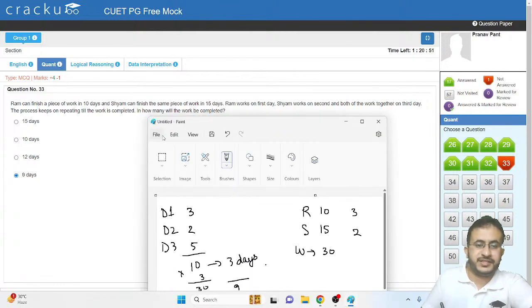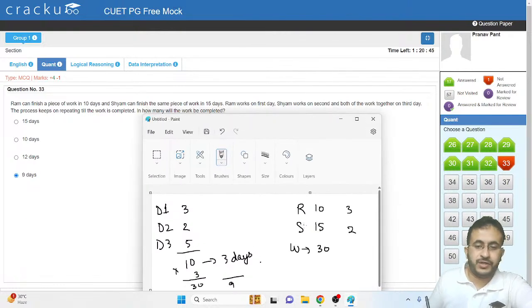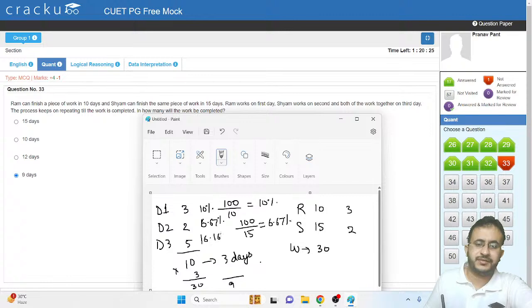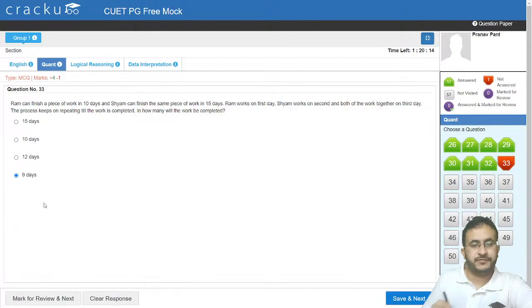Another interesting thing I would like to teach is that you can do it by percentage efficiency. How? Ram takes 10 days to complete, so 100 by 10 is 10%. Shyam takes 15 days, so 100 by 15 is 6.67%. First day 10%, second day 6.67%, and on the third day when they both work together, 16.67%. So in 3 days 33.33%, which is one third. So 3 times is 100%, and 9 days will be the answer.